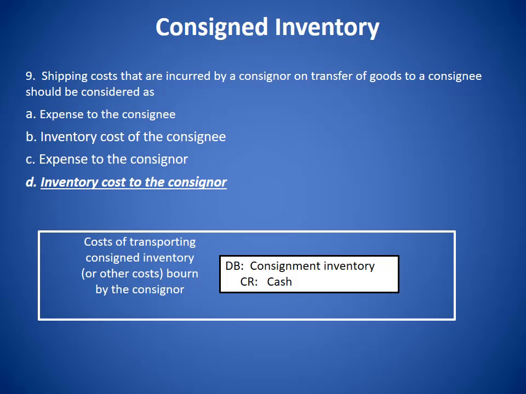Okay, the answer to question 9. Shipping costs that are incurred by a consignor on the transfer of goods to a consignee should be considered as, and in this case, it would be D, inventory cost to the consignor. Remember from our previous slides, cost of transporting consigned inventory or other associated costs are borne, that should be B-O-R-N-E, by the consignor. And remember when I illustrated that, it was a debit to the consigned inventory and credit to cash on the consignor's behalf.